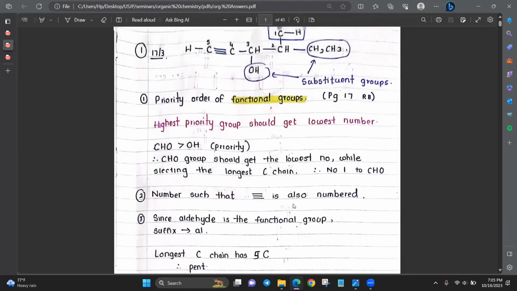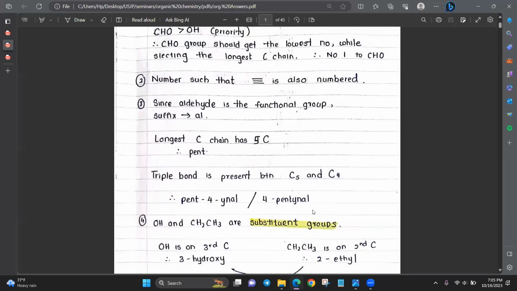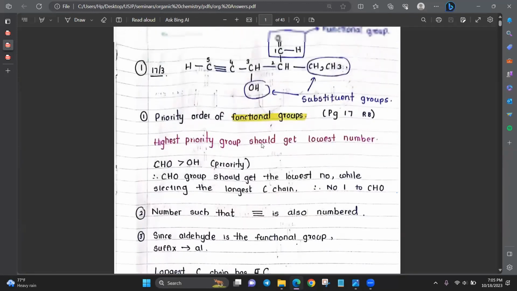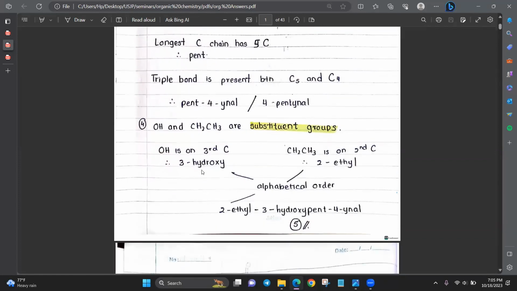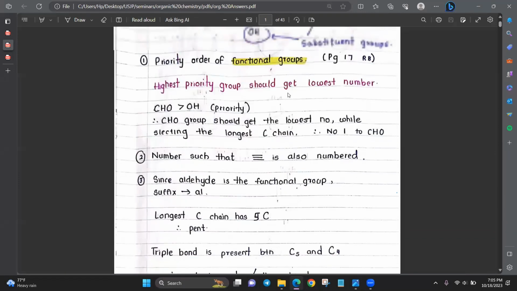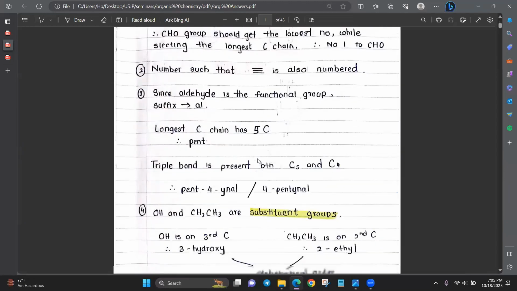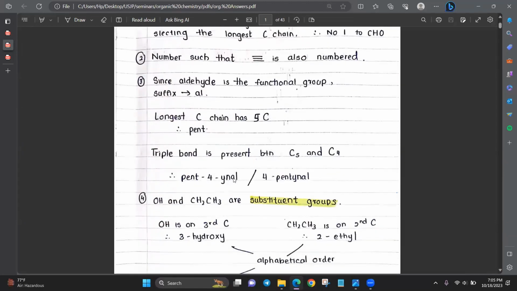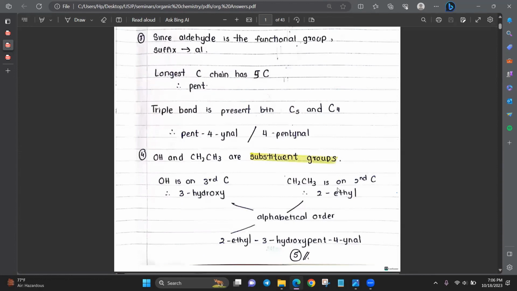So because now aldehyde is the functional group, the suffix will be -al. The longest carbon chain has 5 carbons: 1, 2, 3, 4, 5. So the carbon chain's name is pent. And the triple bond is present between C4 and C5. That means we write pent-4-ynal, or we can write 4-pentynal. Now that is the stem name.